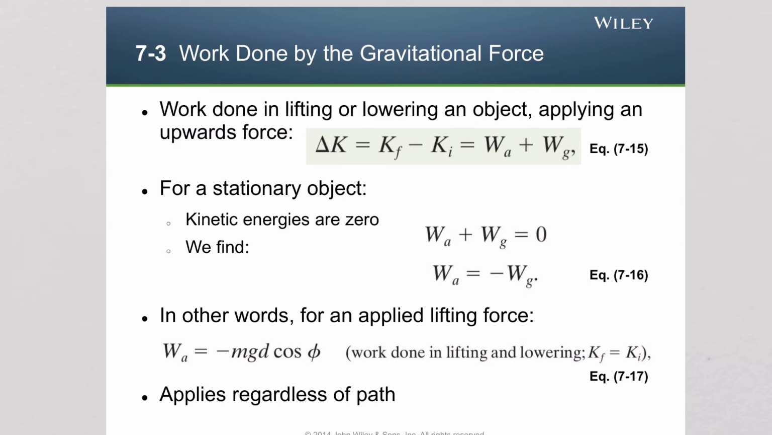A similar result is achieved when the initial and final kinetic energies are equal, but the object is not necessarily stationary. So the object is moving vertically, and the initial kinetic energy at some point is equal to the final kinetic energy at another point, in which case the work done by the applied force is again equal to minus the work done by the gravitational force. Or in other words, the work done by the applied force is equal to minus mgd cosine of phi, and this relationship applies for any path.